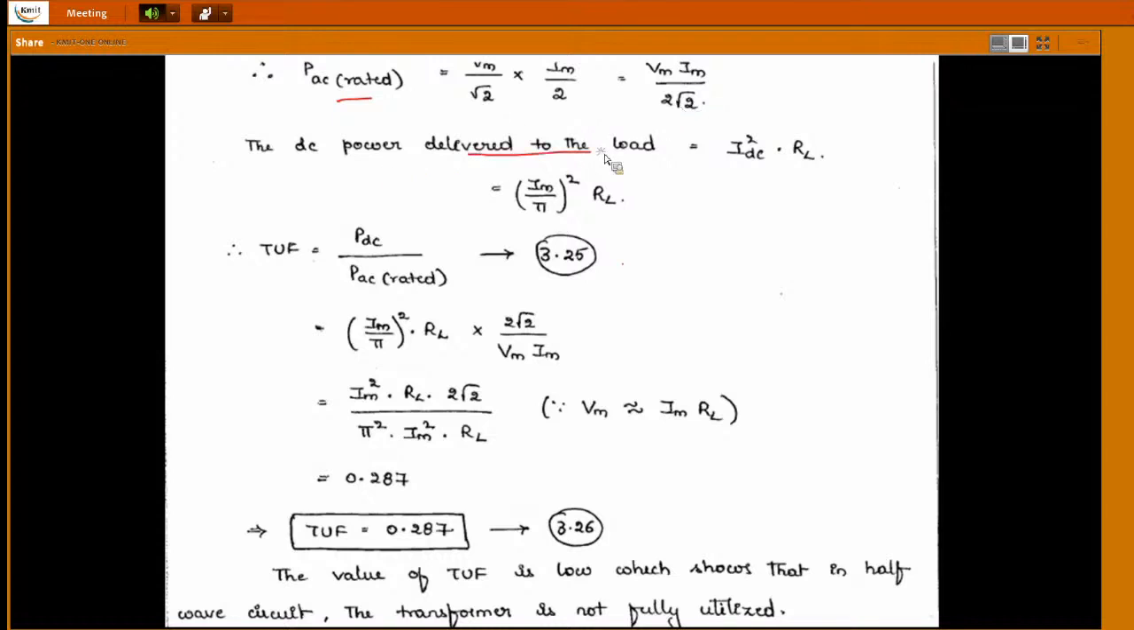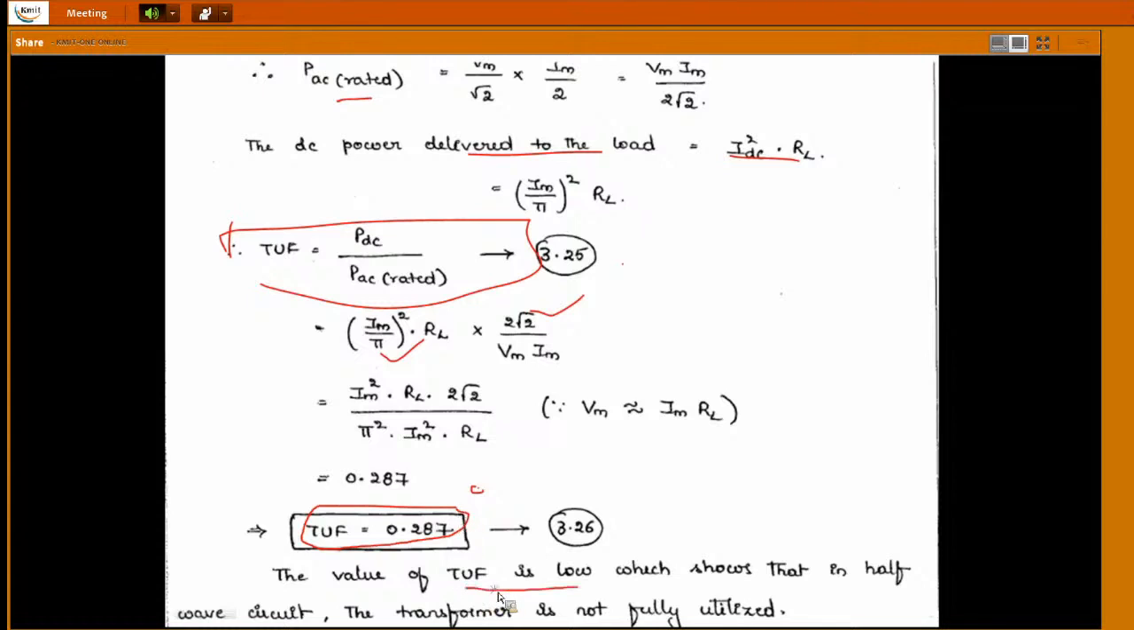The DC power delivered to the load is IDC squared into RL, where IDC is Im by pi, so PDC is (Im by pi) whole squared into RL. Therefore TUF is given by PDC by PAC rated. If you calculate this with the approximation Vm is approximately equal to Im into RL, the TUF will be 0.287. This is the transformer utilization factor of the half wave rectifier.